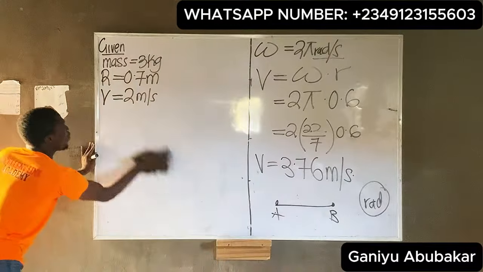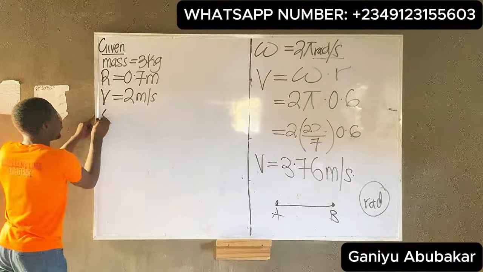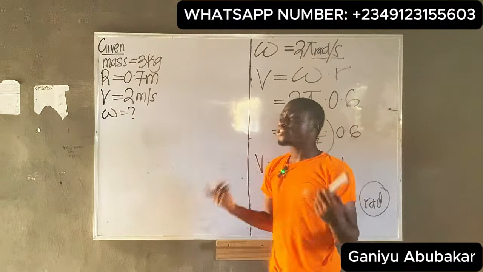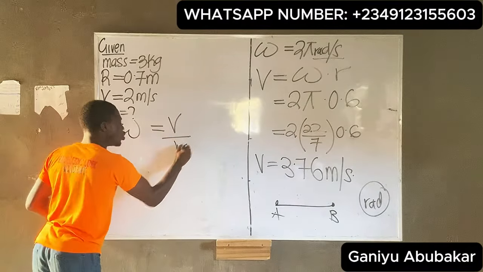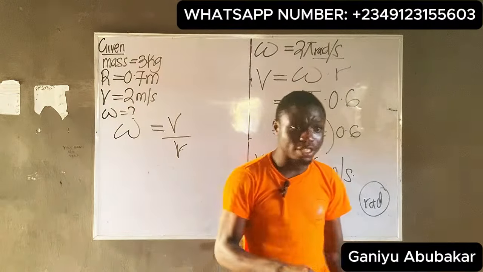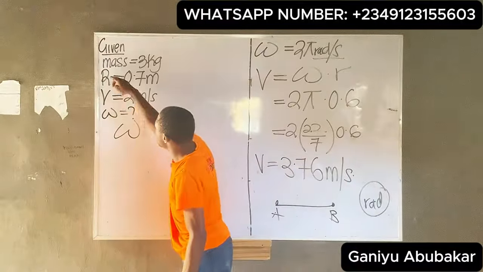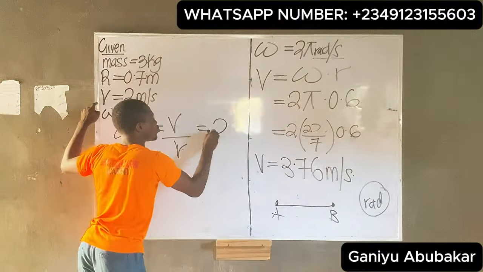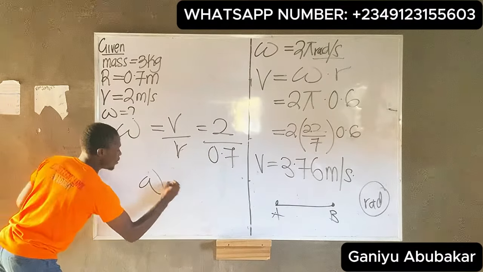Now, what formula will I use here? Find omega. Who is clever? What am I using here? Omega is V over R. You don't need mass. Mass will confuse you. Sometimes in science, they'll give you what you don't need. You already know these two, V and R, and they give you omega. So what's V? 2. What's R? 0.7. What do you have as the answer? What's omega?